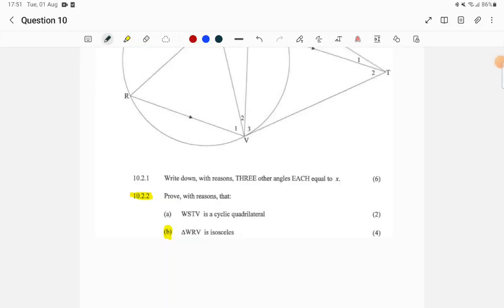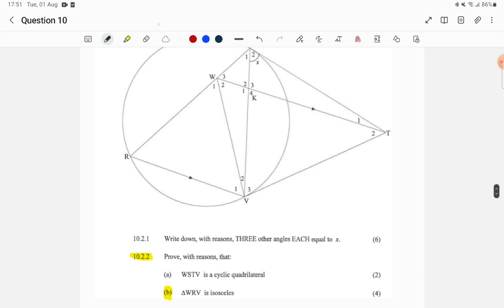2.2 part B, prove, giving reasons, that triangle WRV is an isosceles triangle. So here, WRV. What we mainly need here is two angles equal or two sides equal, and that should prove that WRV is an isosceles triangle.